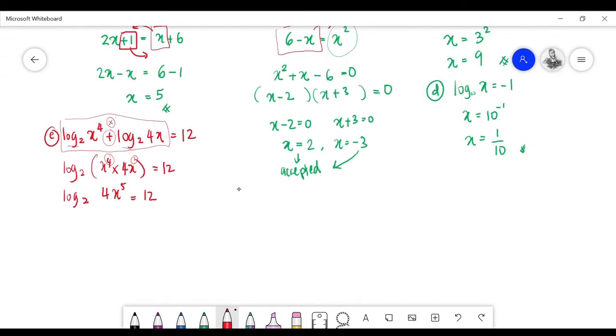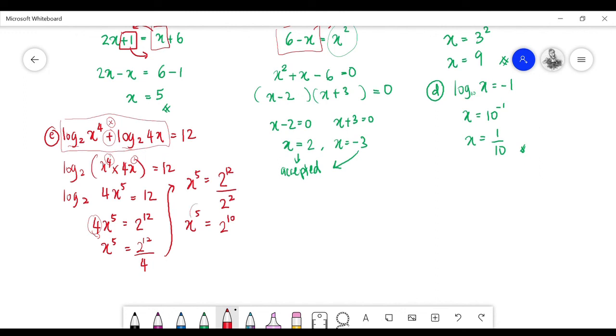So now convert this one to exponential form. You have 4x to the power of 5 equal to 2 to the power of 12. Okay, so now you can bring this 4 to the left hand side, it will be divided. So 2 to the power of 12 divided by 4. Then you will get what? If we change this 4 to exponential form, then you can get like this. I write down here. So x to the power of 5 equal to 2 to the power of 12 over 2 to the power of 2. So use the law of exponents, then you will get 2 to the power of 10.